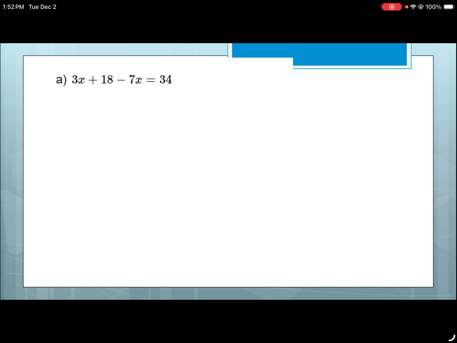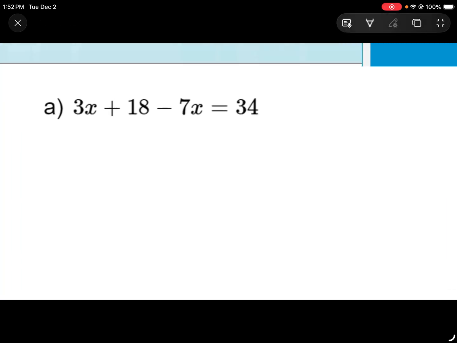Right, this question is slightly different. Why is it different? My grade 9s that I teach in person get this one wrong because they say, oh, again, I've got x's and I need to get them on the same side, so I'm going to subtract the one that weighs the least. But if you stop and realize why that doesn't make sense, they're already on the same side. 3x and negative 7x are on the left-hand side of my wall.